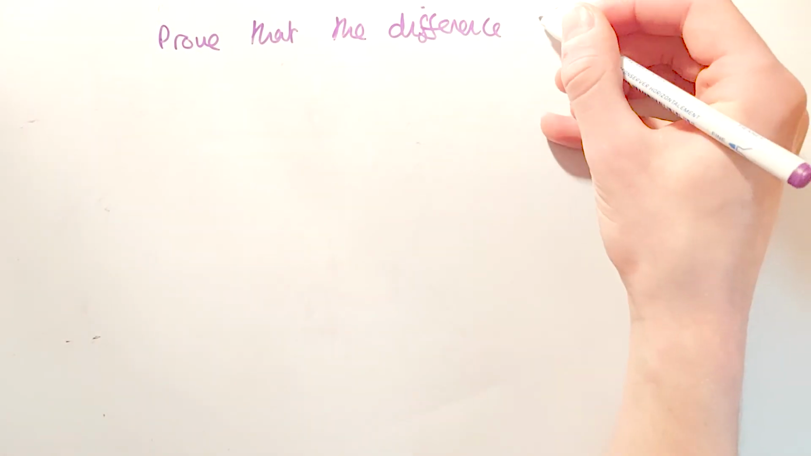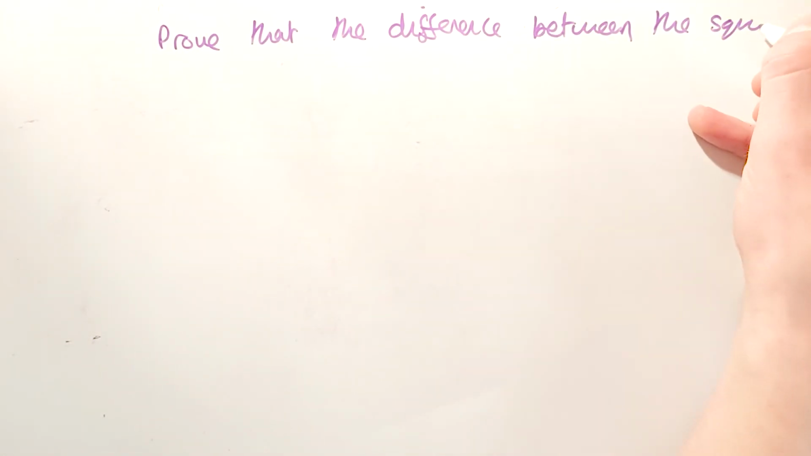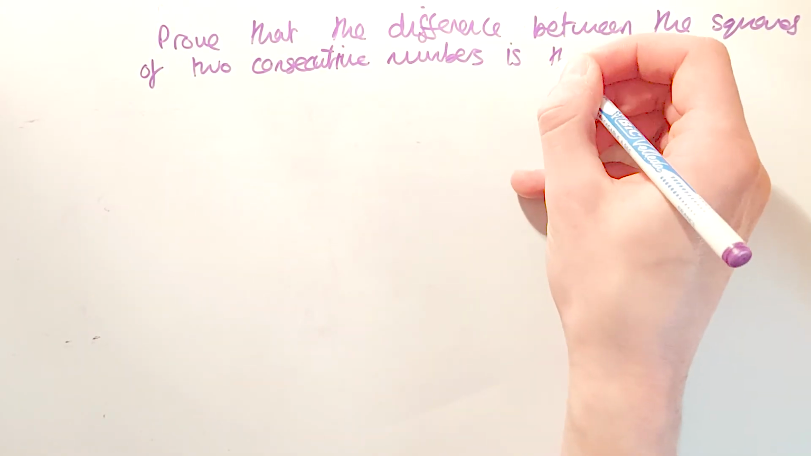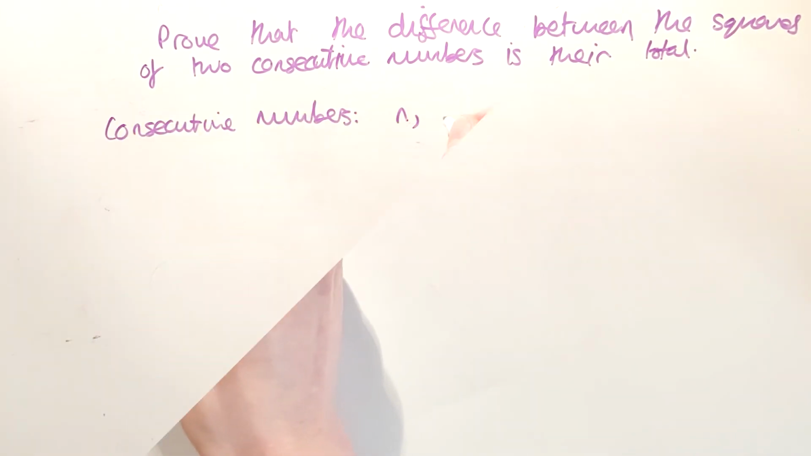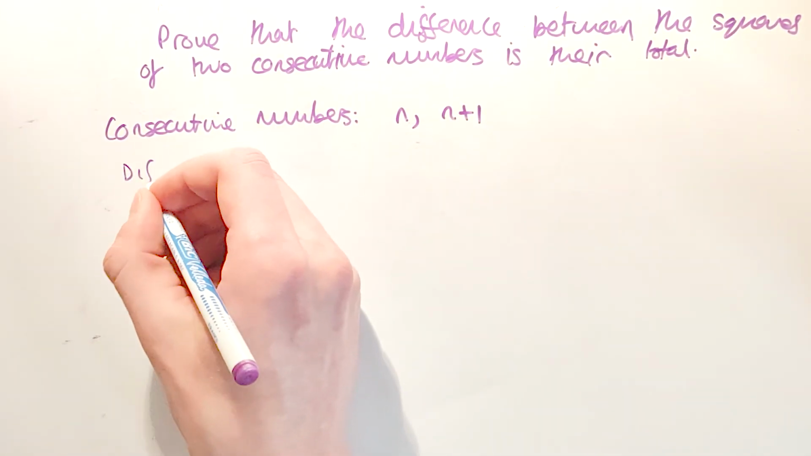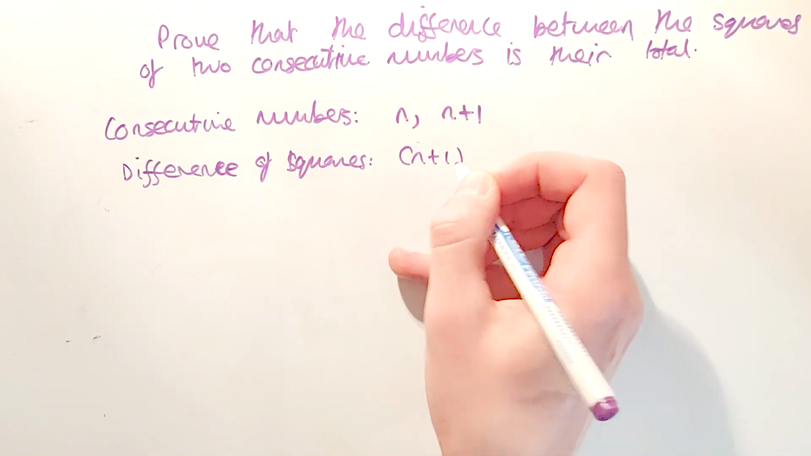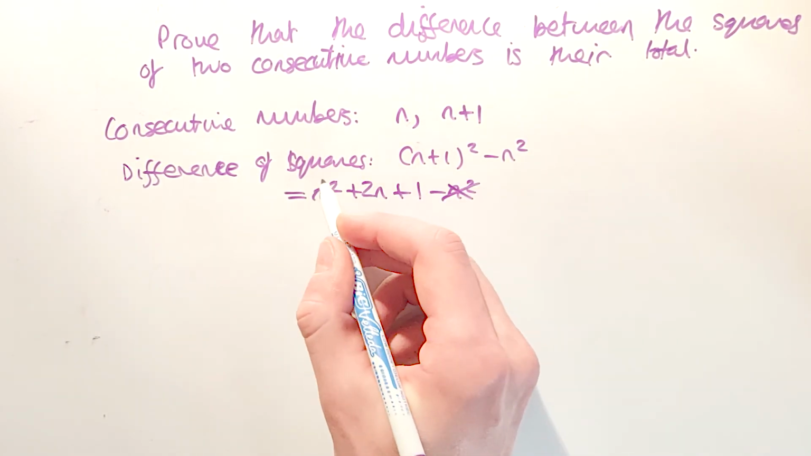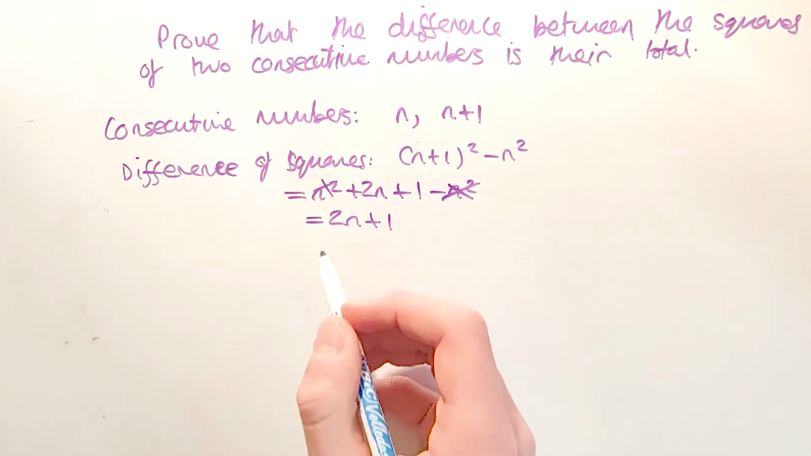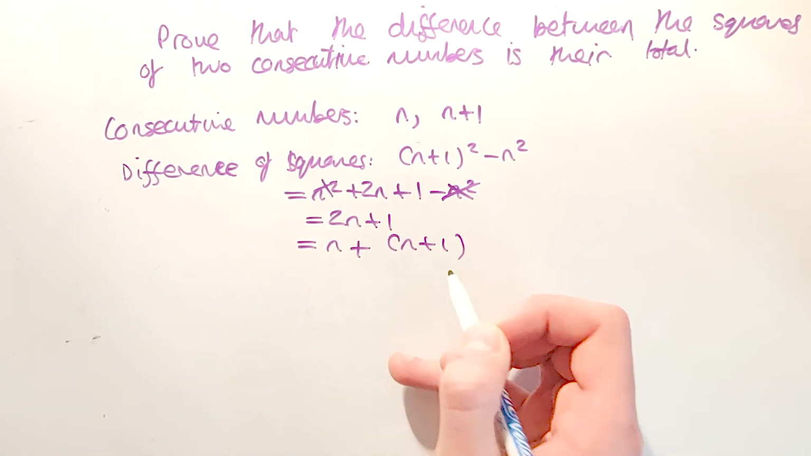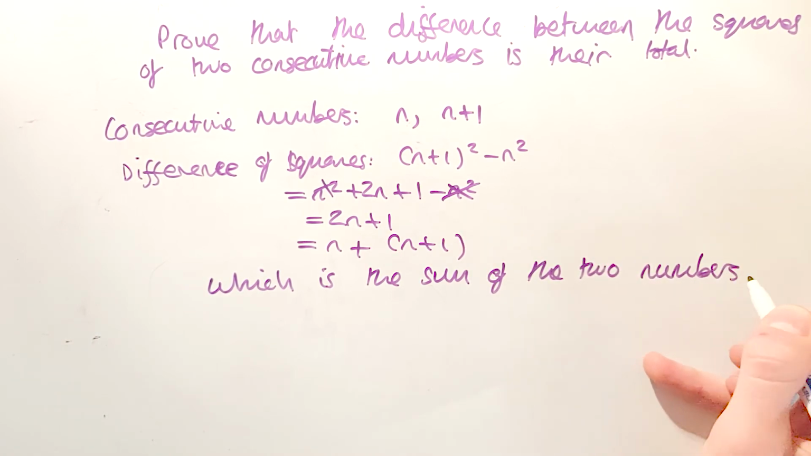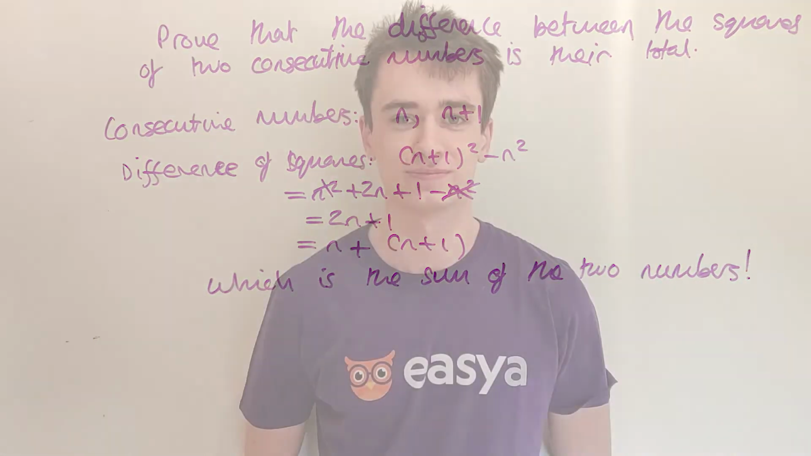Let's prove that the difference between the squares of 2 consecutive numbers is equal to the total of the numbers. As before, we can write out consecutive numbers like this, as they're separated by 1. Then, let's square them and find the difference. Let's expand out the brackets and we can see that the n squared terms cancel. We can then split this expression up to show that it is the total of the 2 numbers we had before. Therefore, we've proved that this is true. Because we've used algebra, we know that it's true for any value of n.